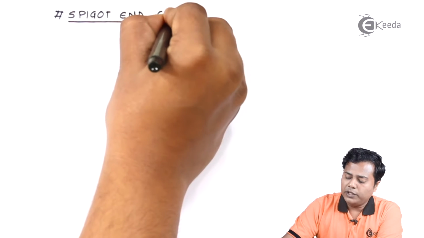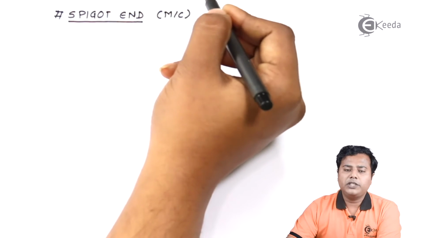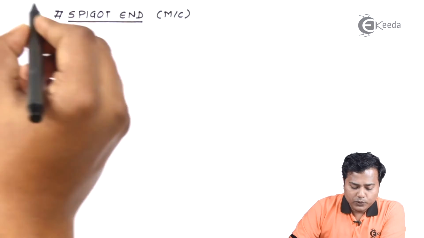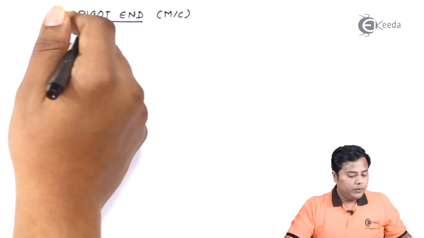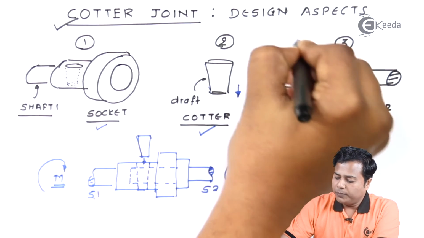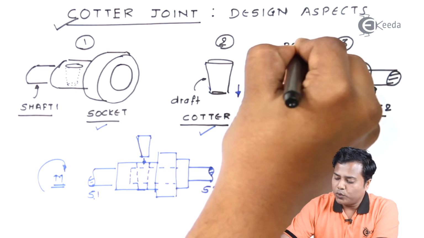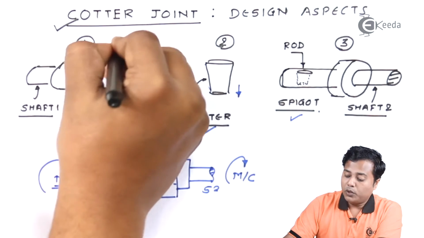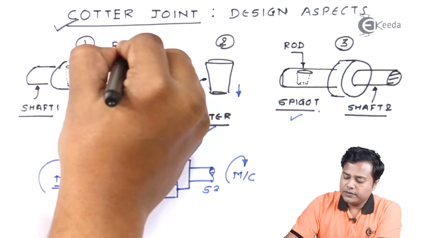We know that spigot end is going to be attached with the machine. It can be done vice versa also, doesn't matter. So before we proceed, let us name these parts which are common parts. We'll call this part the rod of spigot. This will be called rod of socket.